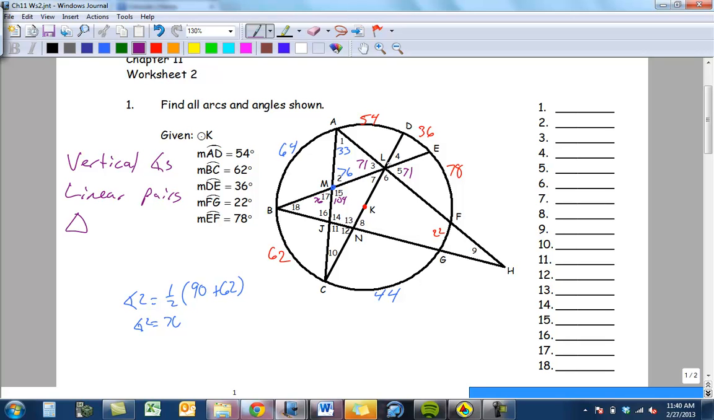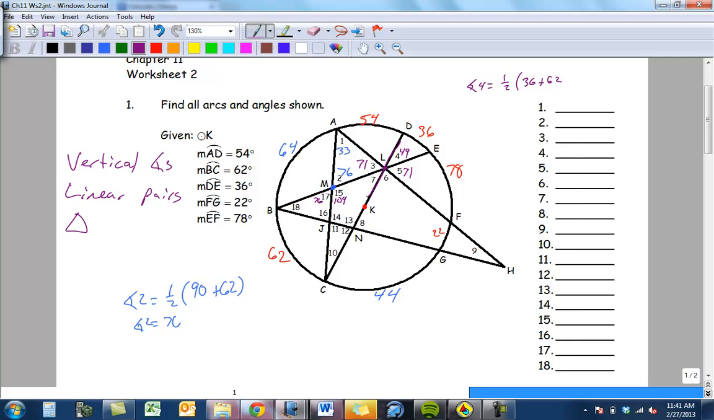All right, now we can't do a linear pair here, but maybe we can look at angle 4. The vertex is inside. So angle 4 is 1/2 the sum. 36 plus the one behind it is 62. Oh, there's a bell. Which is 49. So now do linear pairs.